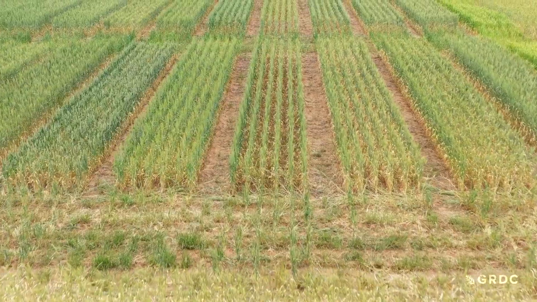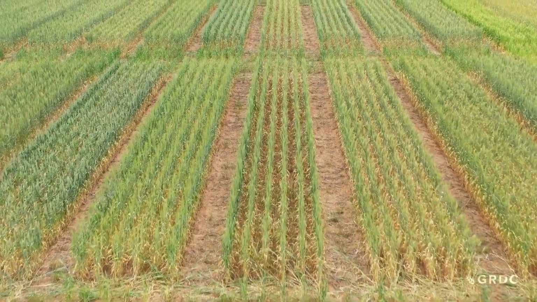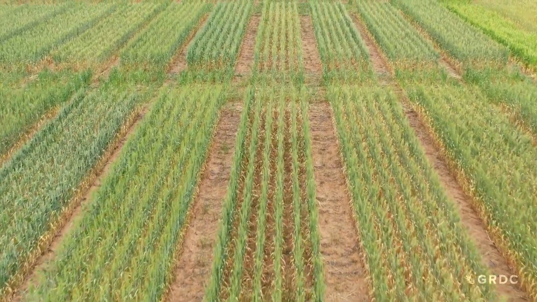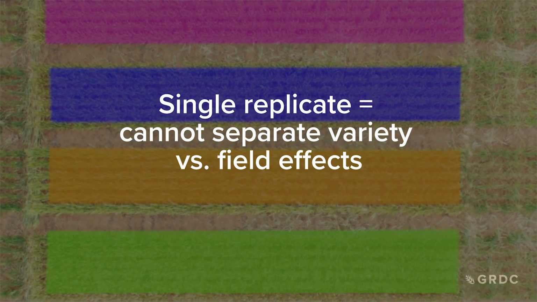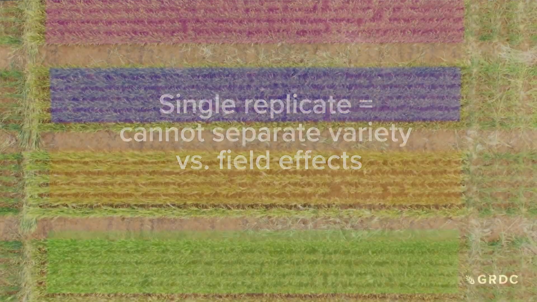The major one is that if we only have 1 replication of a variety, we're unable to separate the variety effects from any other effects that are going on in the field. So whether that's soil or pH or salinity or anything like that, we don't know if the variety is performing well or poorly, or if it's just in a good or bad part of the field.